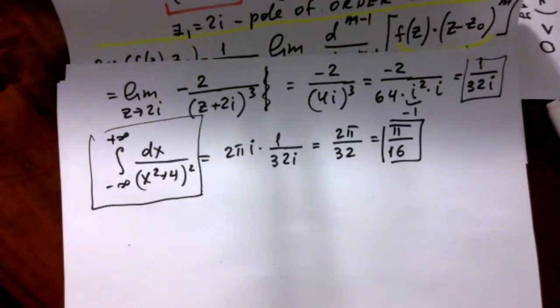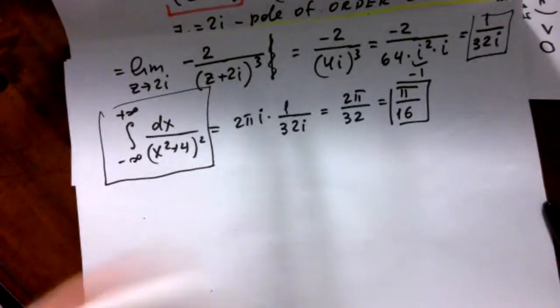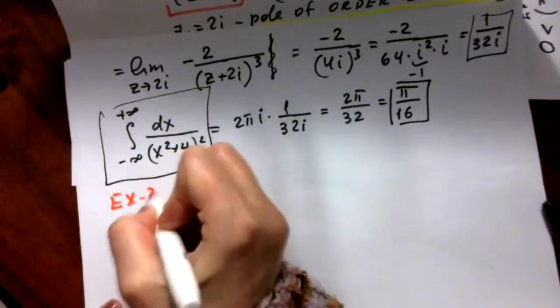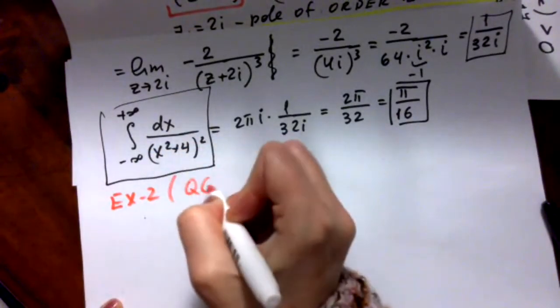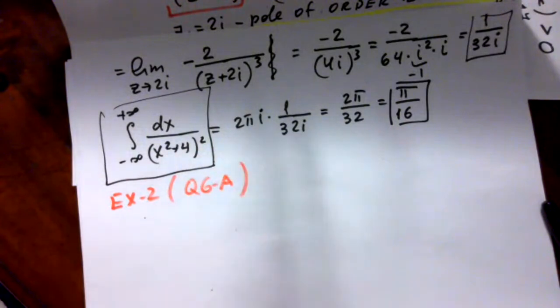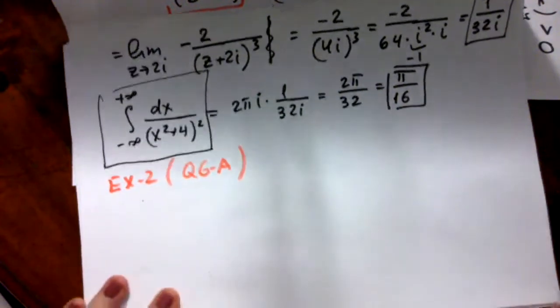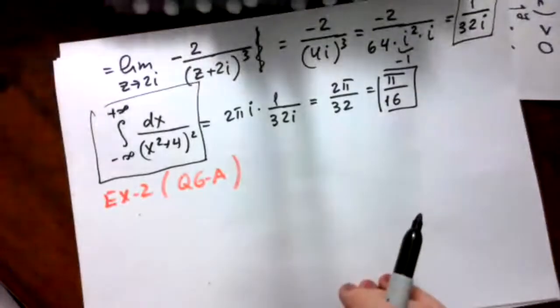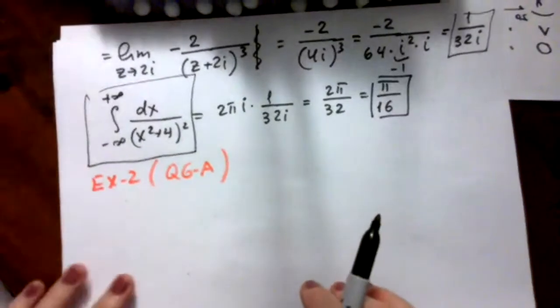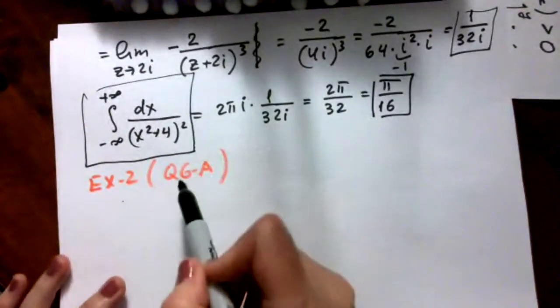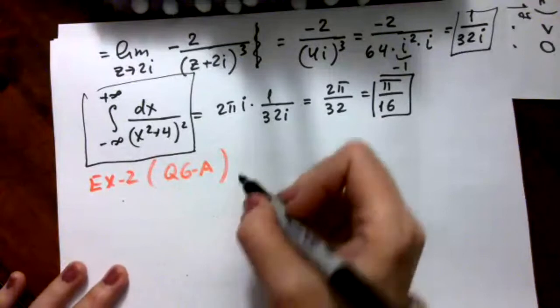Okay, so for example 2, I'm only going to show you the beginning of example 2 because I don't think it makes sense to go over every single detail. Let's start doing example 2, which is actually question 6a from your tutorial sheet. I'm not going to finish it because maybe it's too time consuming, a little bit more boring, and you should be able to do it by yourself.